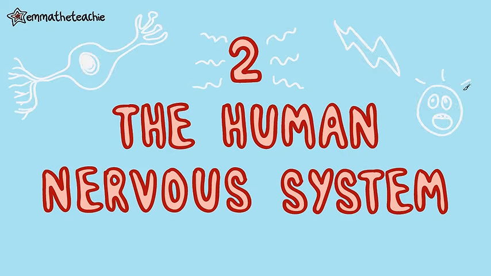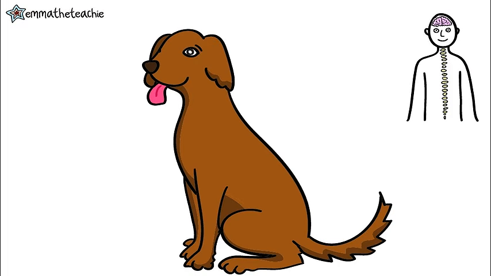2. The human nervous system. In the homeostasis video, we learned that a stimulus is a change in the environment and that these changes are detected by receptor cells. There are 5 main sense organs in the body. Pause and see if you can name them and what they detect.